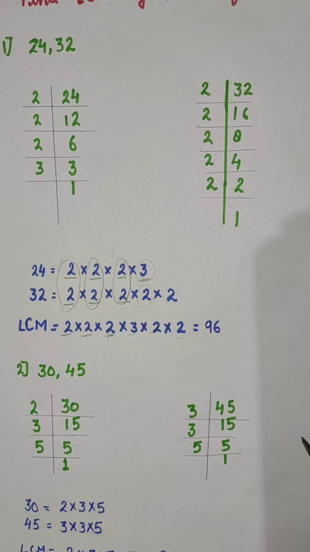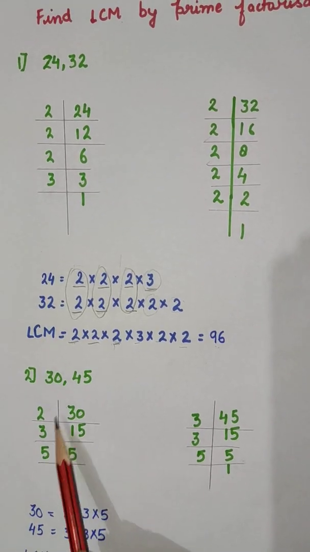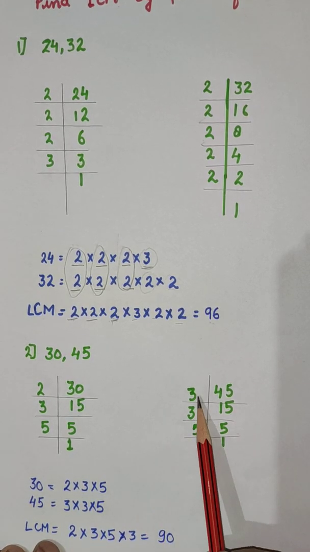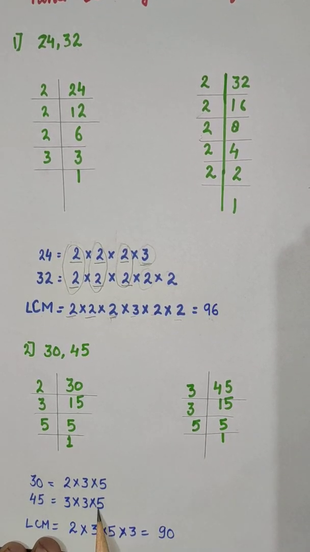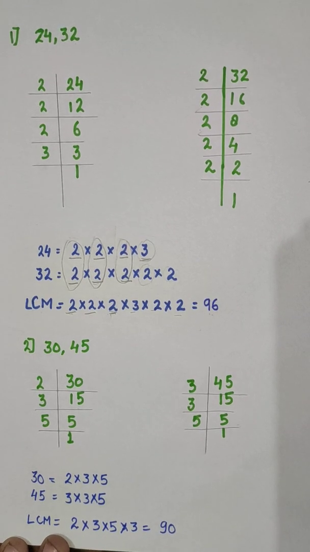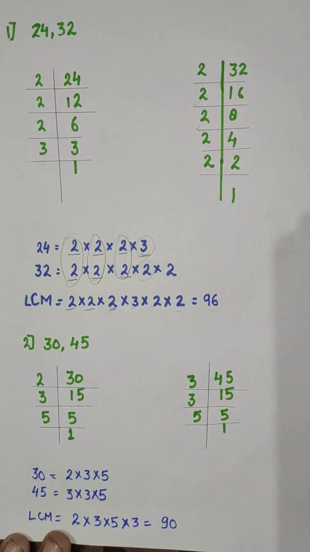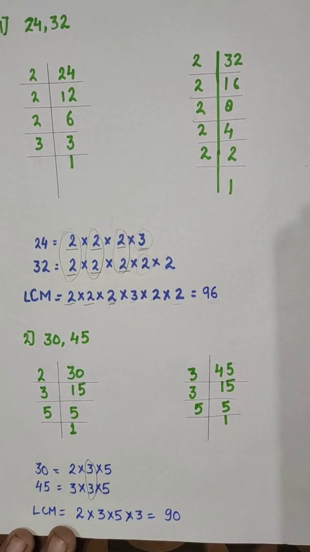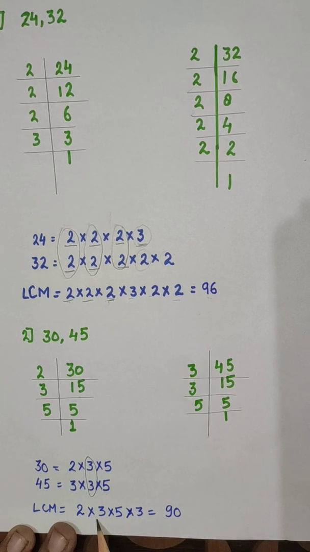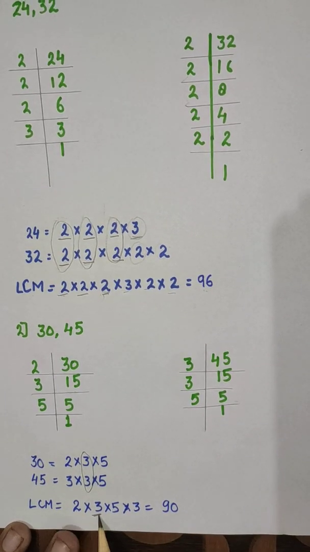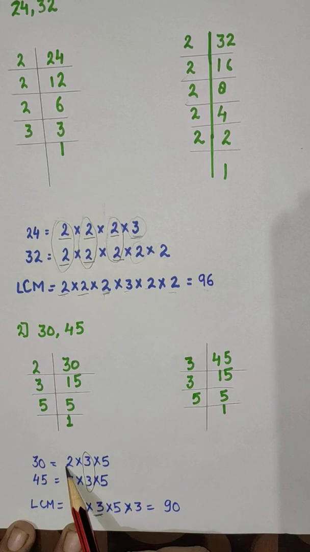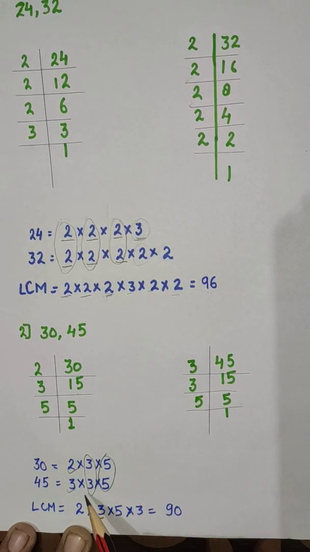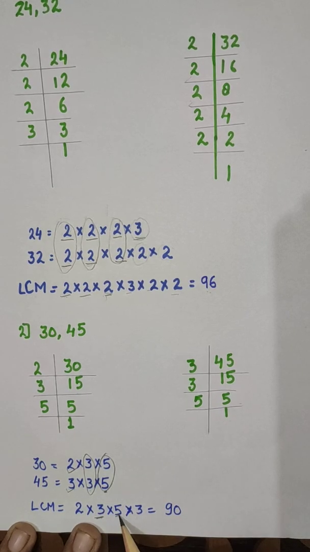Now we have written that the factors of 30 are 2 into 3 into 5, and the factors of 45 are 3 into 3 into 5. After that we are going to find the LCM. As you know, 3 and 5 are common factors, so we will write them down only one time. Now you can see what is left.